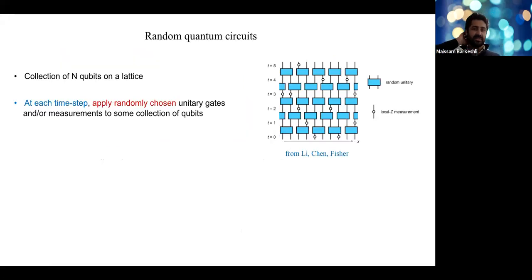So this talk is about random quantum circuits. The basic point about a random quantum circuit is that you have some collection of qubits. Usually we're interested in these qubits being on some lattice. And at each time step, we're going to apply a randomly chosen set of unitary gates or measurements to some collection of the qubits. So for example, we'll be interested in applying 2-qubit unitary gates or some measurements on a few qubits at a time. So a typical kind of architecture might look like this figure on the right.